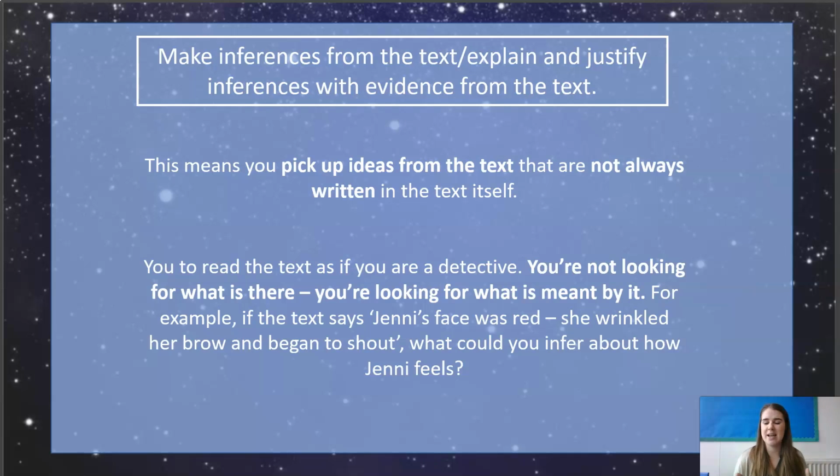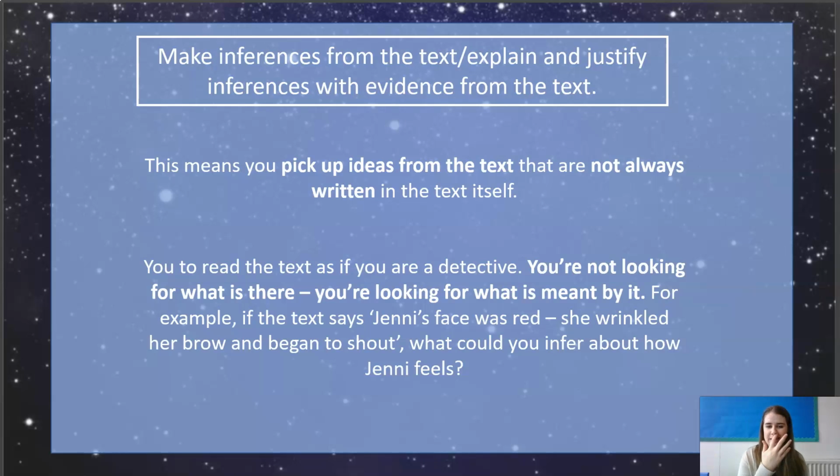So you've got to read the text as if you're a detective. You're not looking specifically for quotes and direct lines from it, but you're looking for what's meant by it. So you might need to find a quote and then think, well, what does that quote mean? And that's where you need to think about your answer.